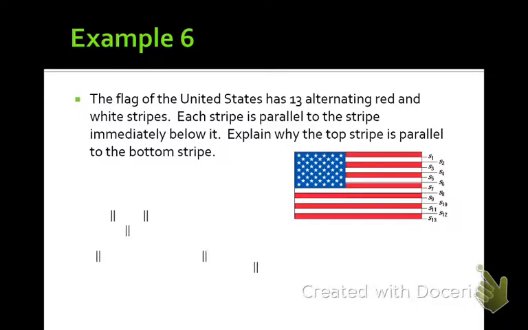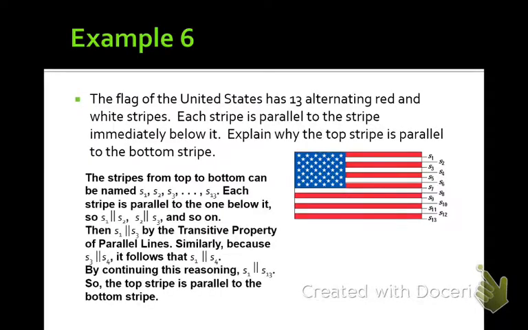What are we using here? It's just a big chain, right? S1 is parallel to S2, S2 is parallel to S3, S3 is parallel to S4, all the way down the line, right? So then you just continue to use the transitive property over and over again, and you'd end up with S1 is parallel to S13.